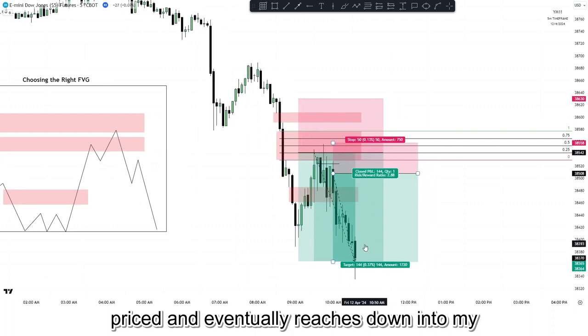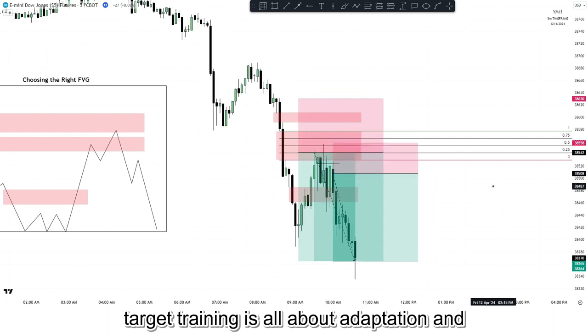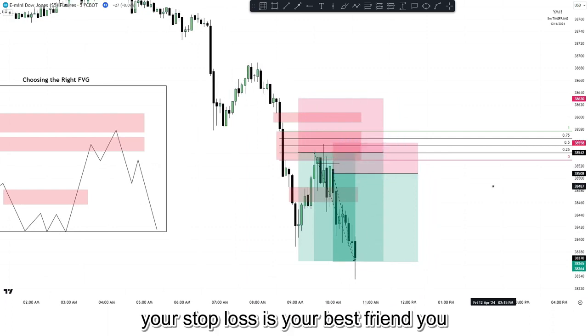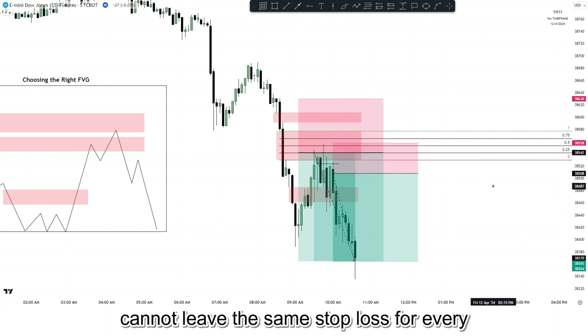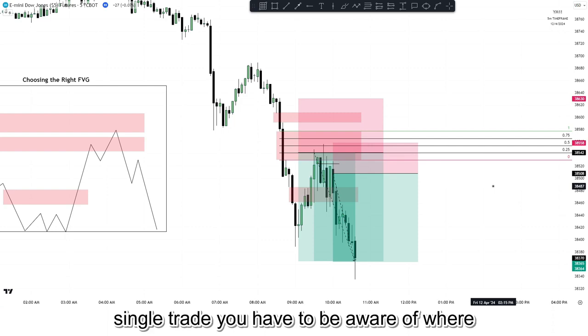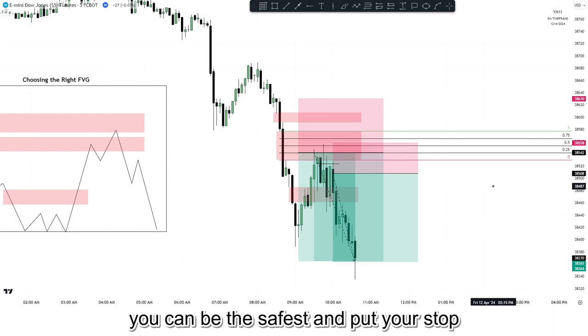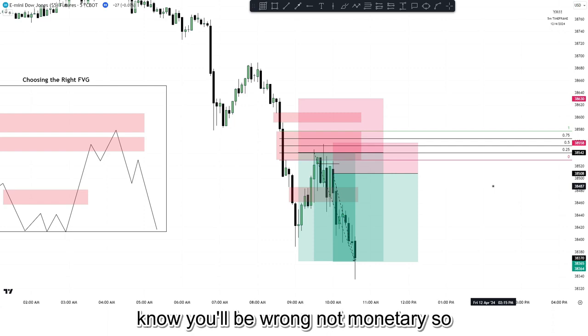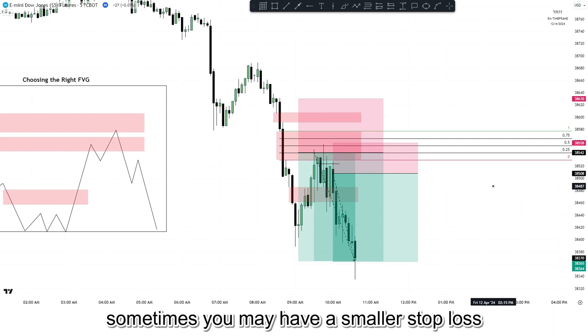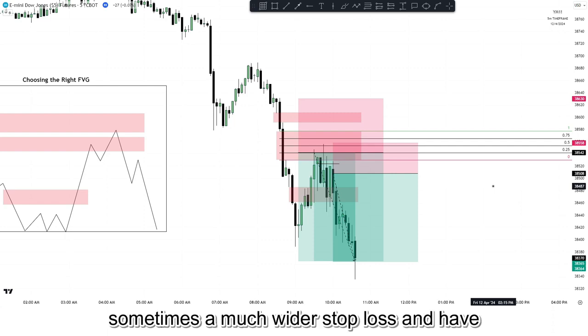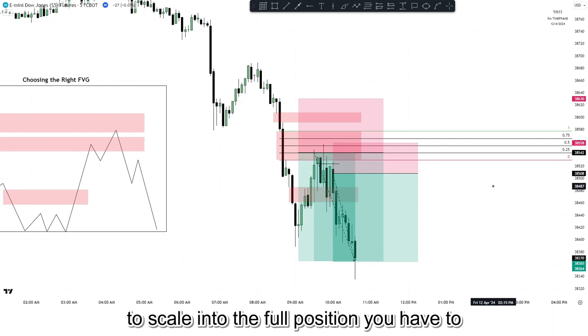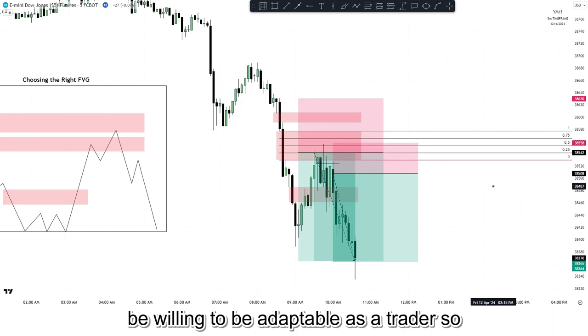Price then eventually reaches down into my targeting. Trading is all about adaptation, and your stop loss is your best friend. You cannot leave the same stop loss for every single trade. You have to be aware of where you can be the safest and put your stop loss in an area in price action where you know you'll be wrong, not monetary. So sometimes you may have a smaller stop loss, sometimes a much wider stop loss, and have to scale into the full position. You have to be willing to be adaptable as a trader.